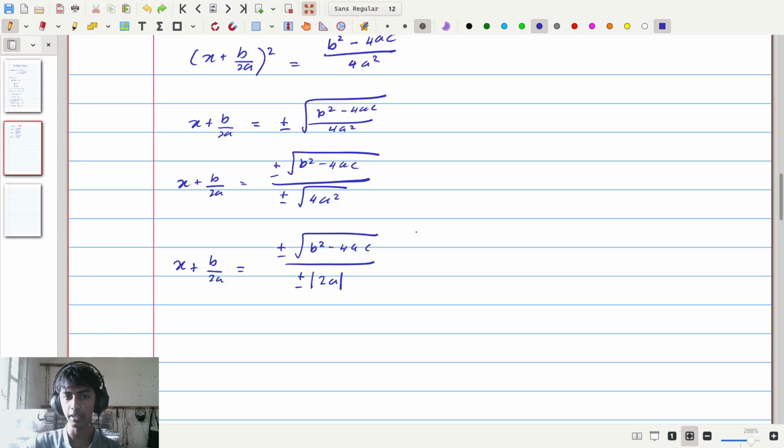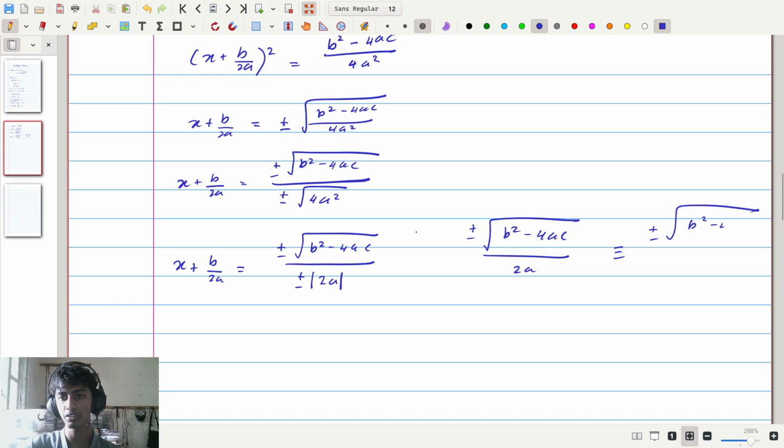I hope you understood what I meant by that. Plus or minus square root of b squared minus 4ac divided by 2a, and plus or minus square root of b squared minus 4ac divided by negative 2a are exactly the same thing, because the plus or minus compensates for both the positive case and the negative case. So I actually don't need to have something like this. I do not need the plus or minus absolute value of 2a. I could simply have plus or minus square root of b squared minus 4ac divided by positive 2a.